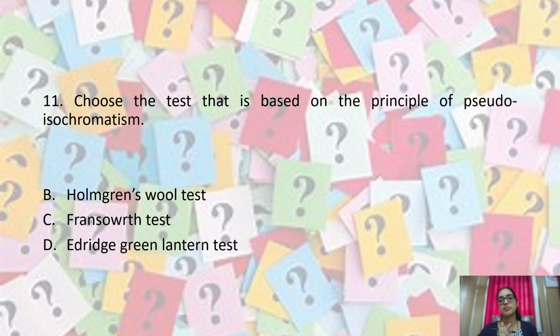Choose the test that is based on the principle of pseudo-isochromatism. Pseudo-isochromatism means false appearance of same colors. In the Ishihara chart, it is based on confusing the individual with colors of similar hues. A dark green is placed next to a light green, and a different shade of green is placed next to that. The patient will perceive all of these as the same color and won't be able to recognize the pattern within the chart. This phenomenon is known as pseudo-isochromatism, and this is what is used in the Ishihara chart. This is the best test you can use to detect congenital color blindness.